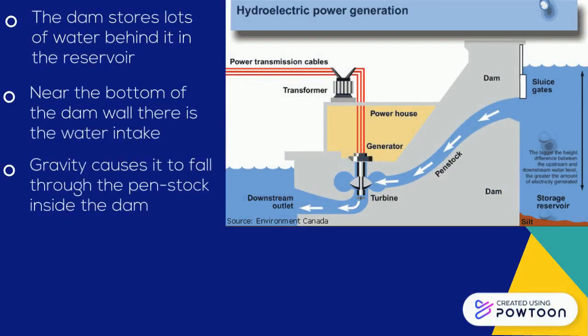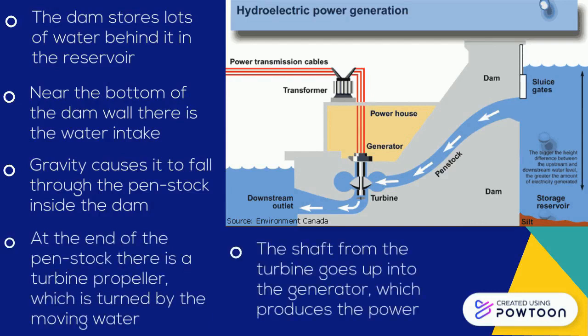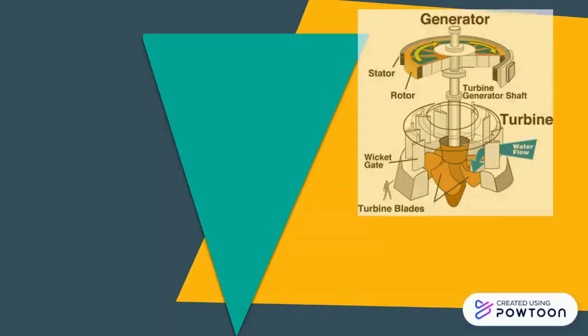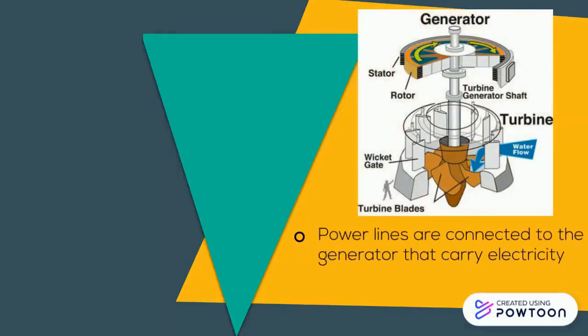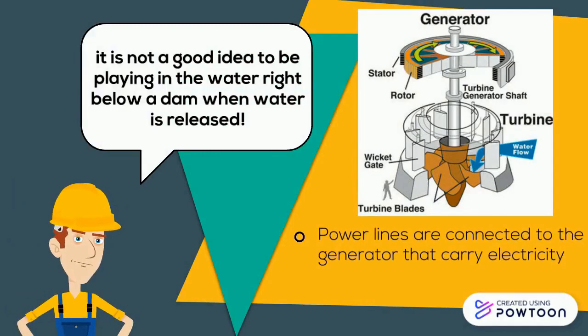Gravity causes it to fall through the penstock inside the dam. At the end of the penstock, there is a turbine propeller, which is turned by the moving water. Then, the shaft from the turbine goes up into the generator, which produces the power. At last, power lines are connected to the generator to carry electricity. But remember, it is not a good idea to be playing in the water right below a dam when water is released.